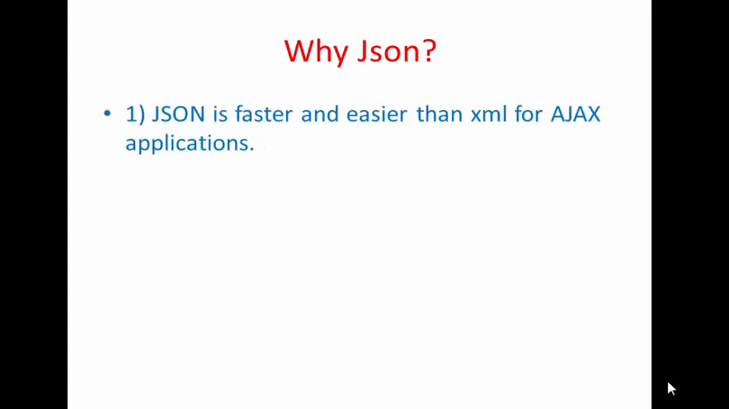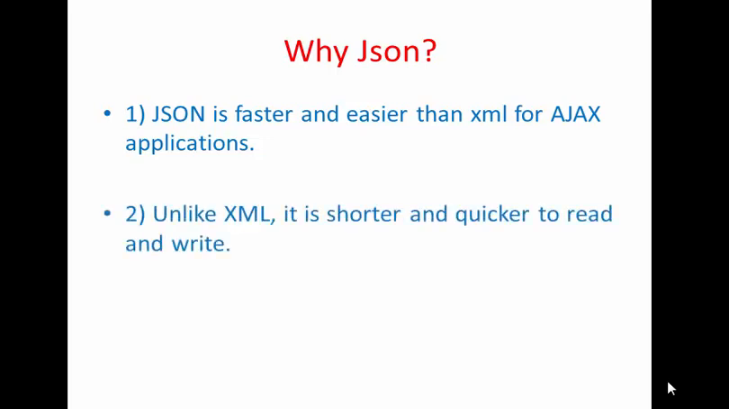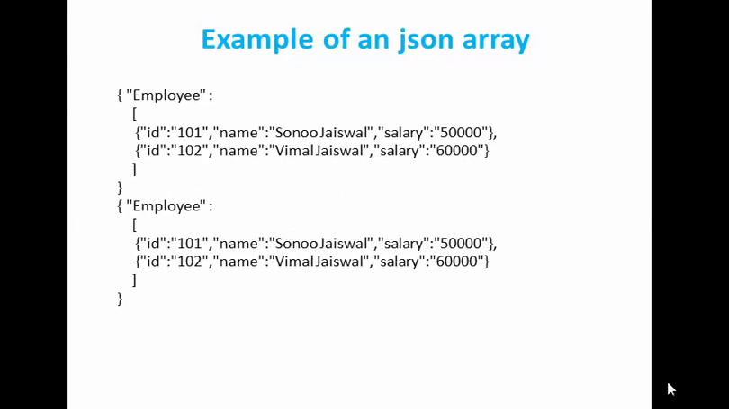Now, why JSON? JSON is faster and easier than XML. Unlike XML, it is shorter and quicker to read and write, and it uses arrays. Now, an example of a JSON array. Here, the third passage indicates it is a JSON array. The second passage indicates that it is a JSON object or JSON node, and ID, name, salary, and so on are all attributes of the objects or the nodes.